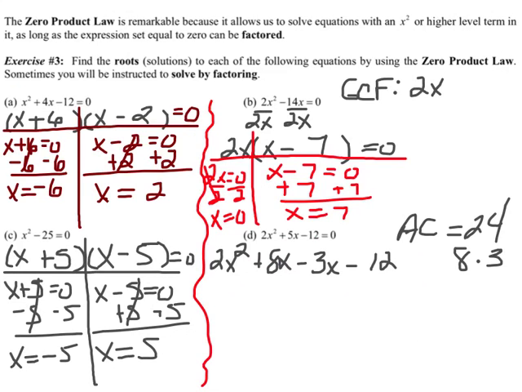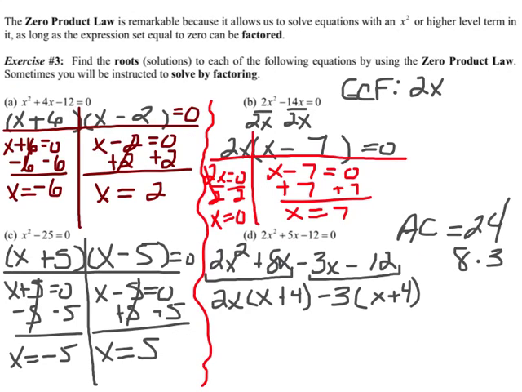Now I can go ahead and continue with the process. Pull my GCF. My GCF there is 2x. What's left? X plus 4. Pull my GCF, negative 3, x plus 4. What do I have in common? So I'm going to pull that x plus 4 out in front. Let's write down what I have left over. I have 2x minus 3 left over.